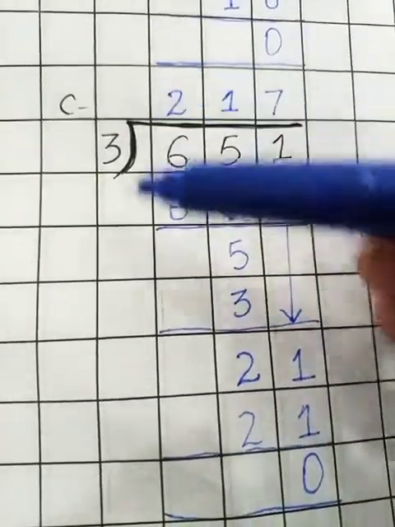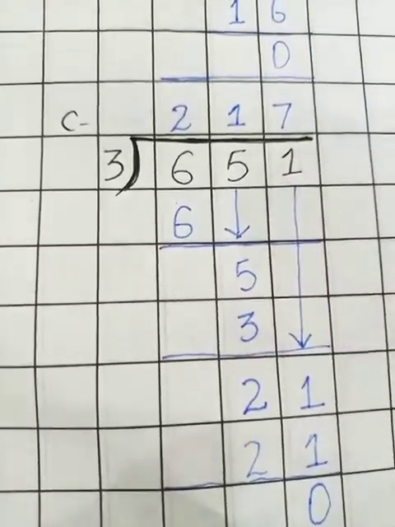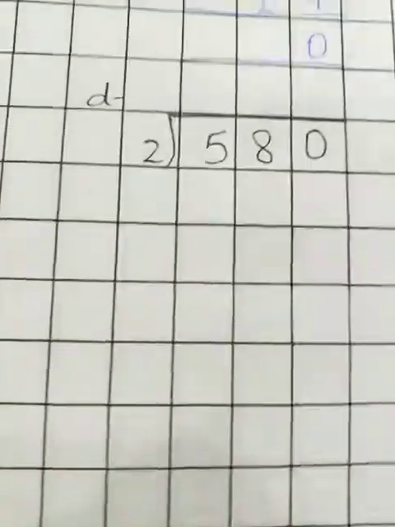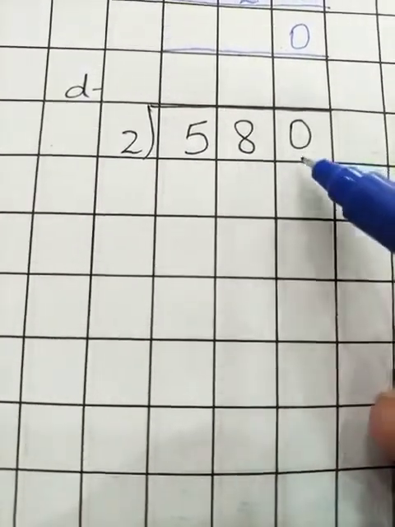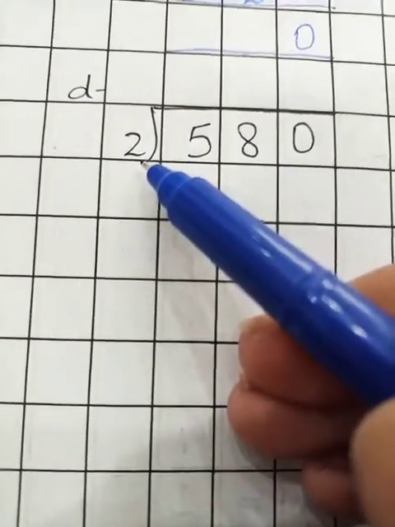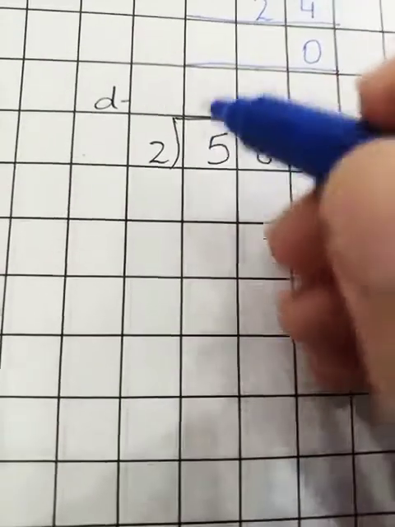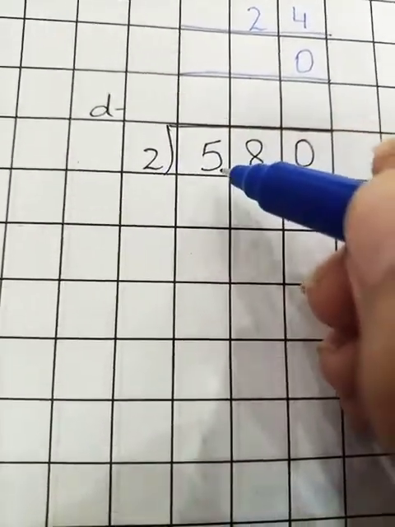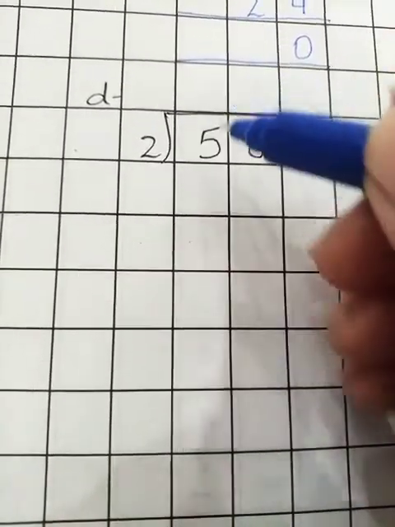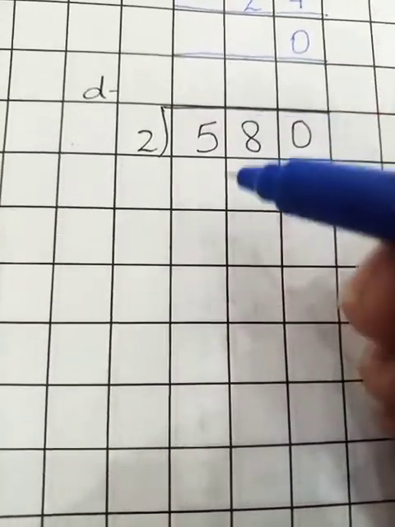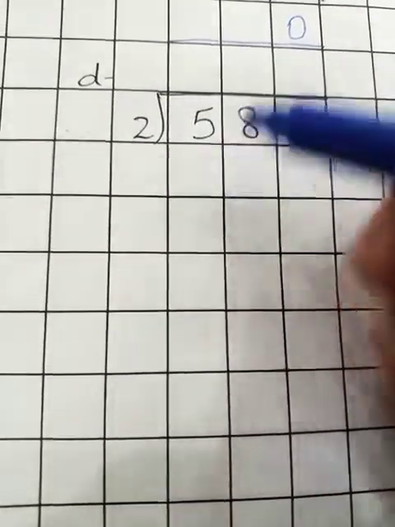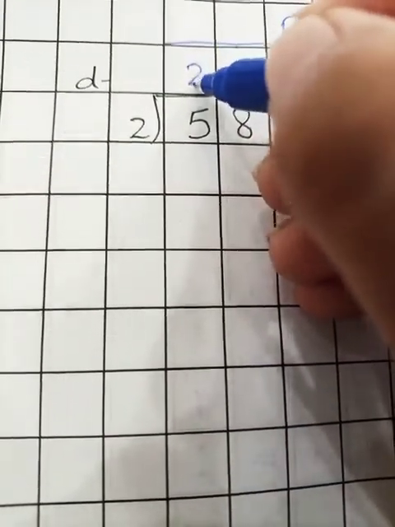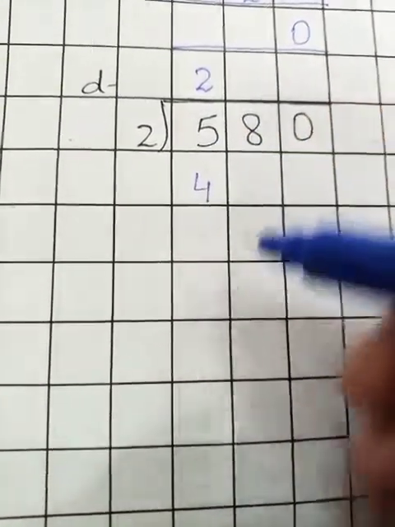217 is the answer of this question. Next is part D, in which we are going to divide 580 by the divisor 2. Now students, let's read the table of 2 till the number 5. 2 1s are 2, 2 2s are 4, 2 3s are 6, 6 is bigger, so 2 2s are 4. I am writing 2 2s are 4 down here, okay.